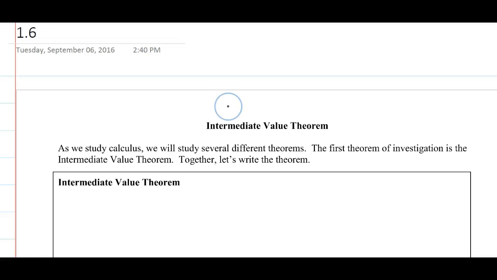Today we are working on 1.6, the intermediate value theorem. This is a fairly brief lesson but very conceptual. We're dealing with the intermediate value theorem. This is the first one that we study because it's dependent only on limits. We don't need actual derivatives, which is the next big idea in calculus.